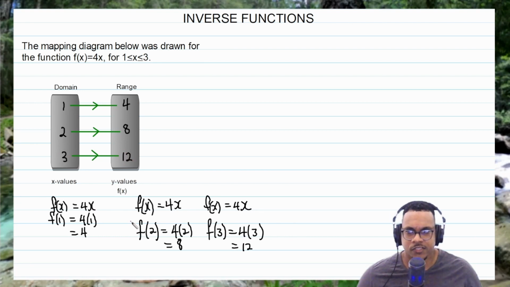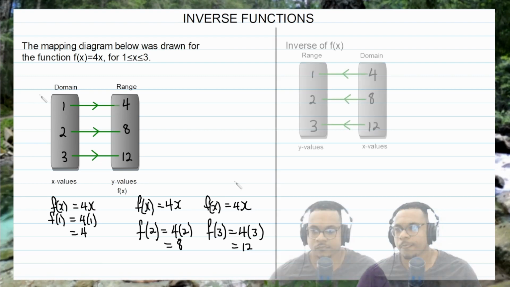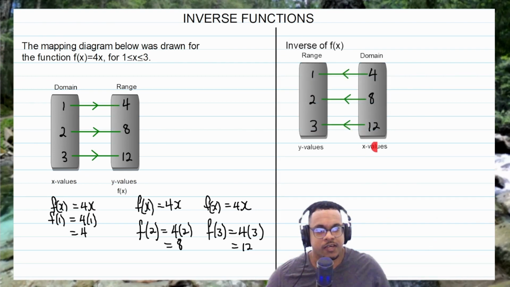Now the thing about the inverse function is that we switch around the arrows. So your arrows always point from domain to your range. And for the inverse function, we switch that around. So here we have the inverse of f of x. As you can see, I still have the 1, 2, 3, just like here. I still have the 4, 8, and 12, just like here. But the difference would be that the arrows are now going in the opposite direction.